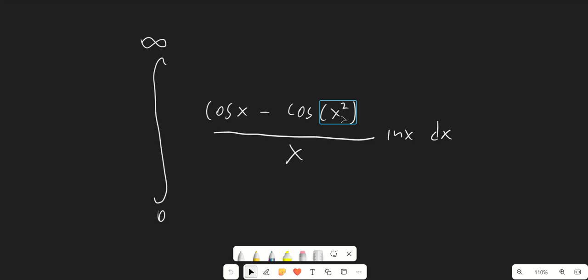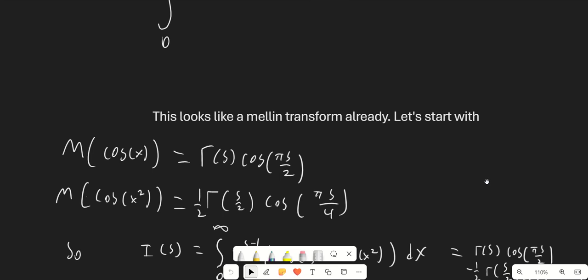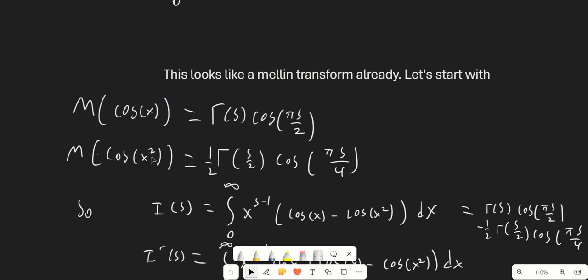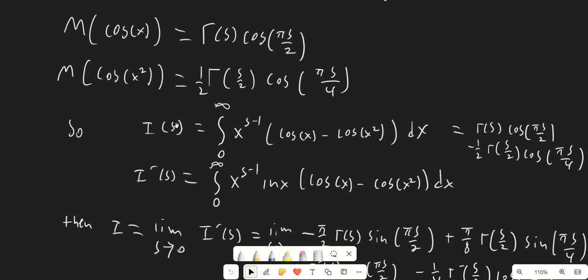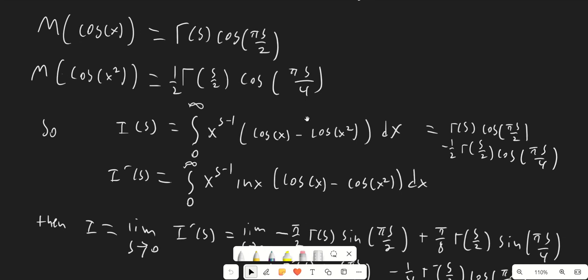And then once we apply that Mellin transform, we can take the derivative of the Mellin transform to get this natural log of x, and then take the limit as s goes to 0 to get that 1 over x. So we're using the Mellin transform of cosine of x and cosine of x squared from Ramanujan's master theorem and from the power rule. And so we can define this function I of s, the integral from 0 to infinity of x to the s minus 1 times cosine of x minus cosine of x squared dx, is going to be just this function minus this function.